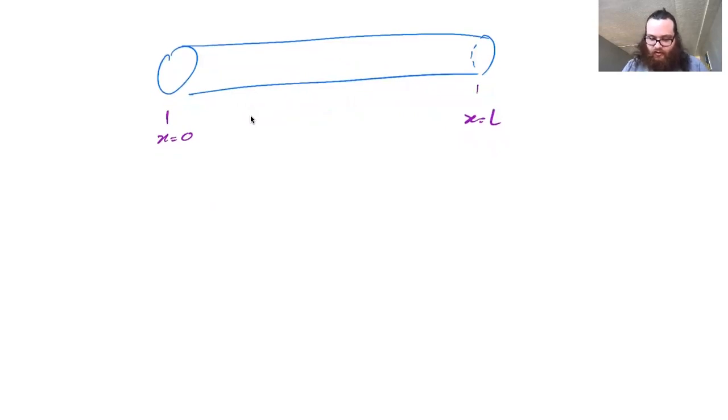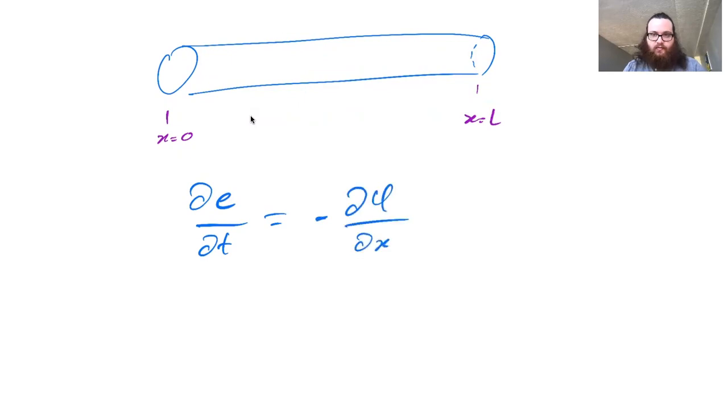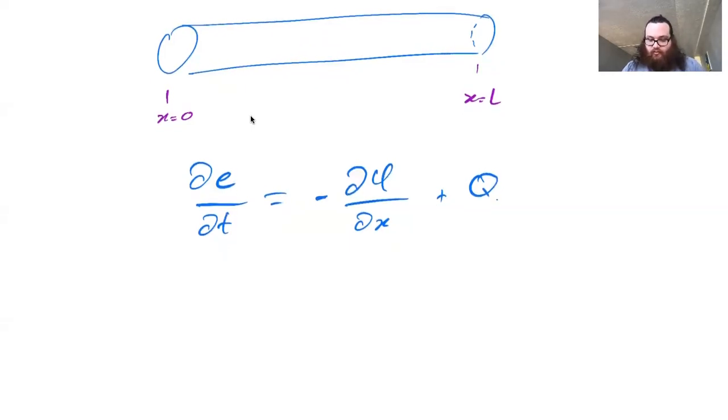And the partial differential equation we came up with was, how does the thermal energy density change in time? Well, that's going to be minus the partial derivative of the flux in space plus whatever source term we have, whatever energy is just spontaneously generated. Okay?